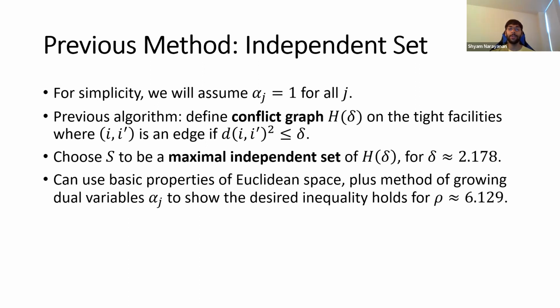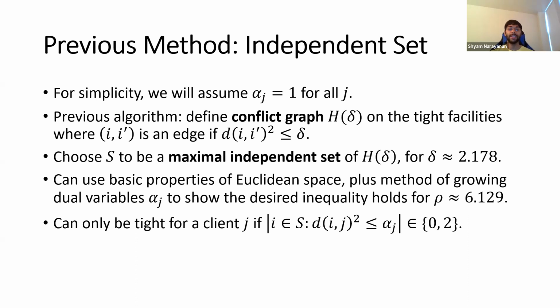We can use some basic properties of Euclidean space, as well as some results that are known based on how we grew our dual variables alpha j, to show that this desired inequality holds for rho roughly 6.129. Don't worry too much about the method of growing alpha j, just trust me on this fact that it has been proven in previous works. What's very nice is that this can only be tight if the number of points in S that have squared distance at most alpha j is either equal to 0 or 2. So what this means is that if we can somehow make sure that this size is not equal to 0 or 2, we can actually get something better.